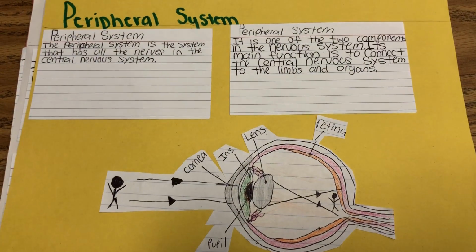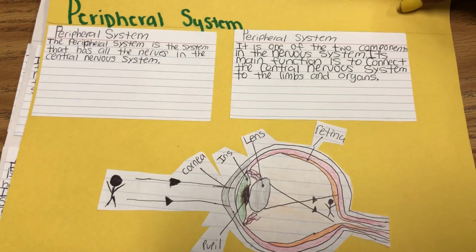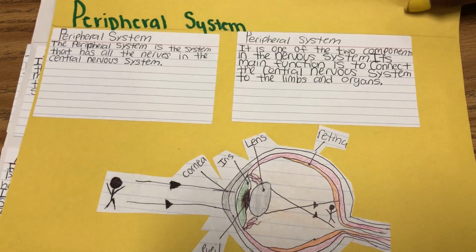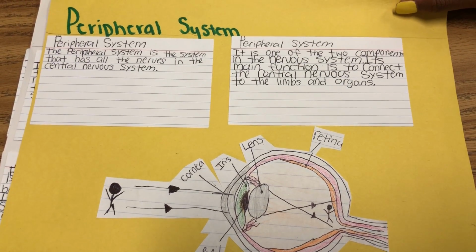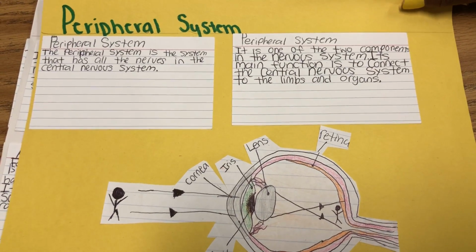The peripheral nervous system is the second division of the nervous system. It is a network of nerves that branches out from the central nervous system and connects it to the rest of the body. The peripheral nervous system is involved in both involuntary and voluntary acts. It includes 43 pairs of nerves.